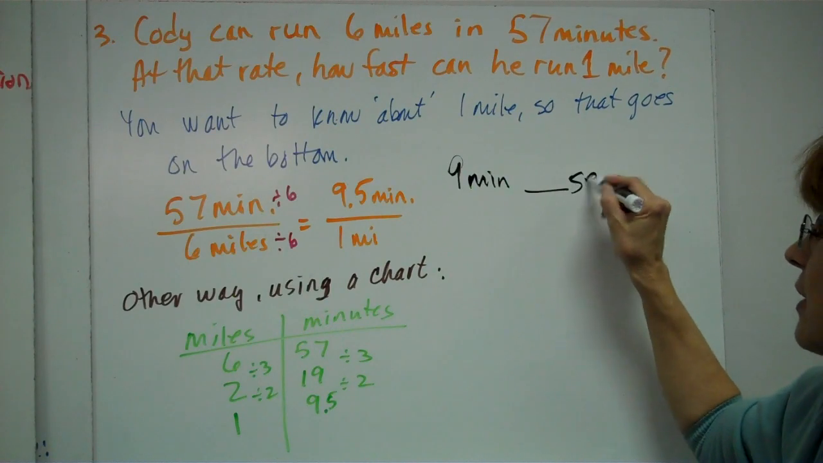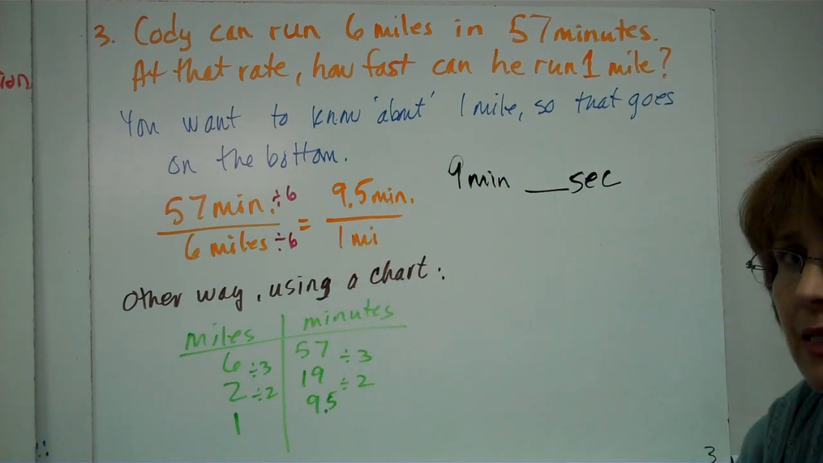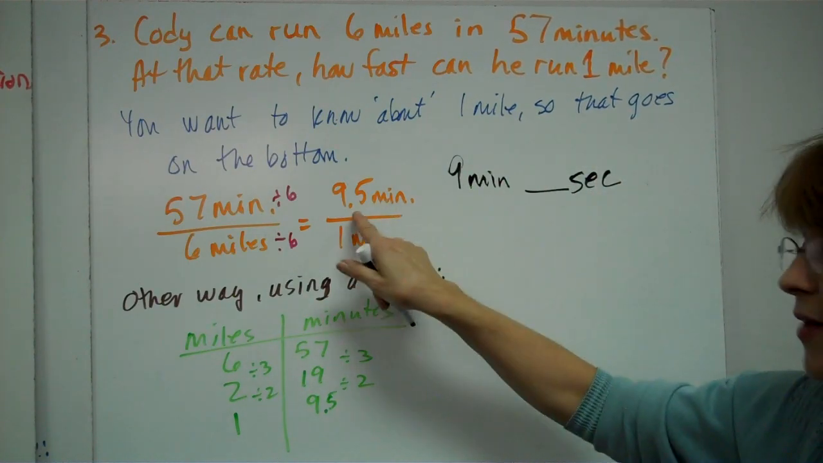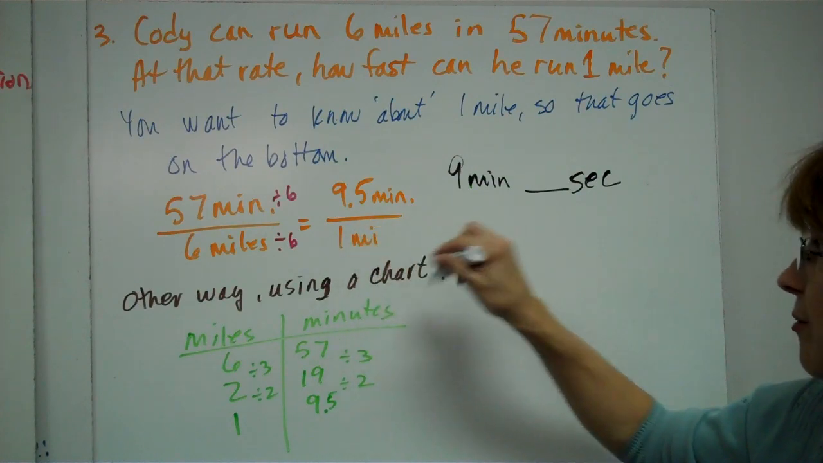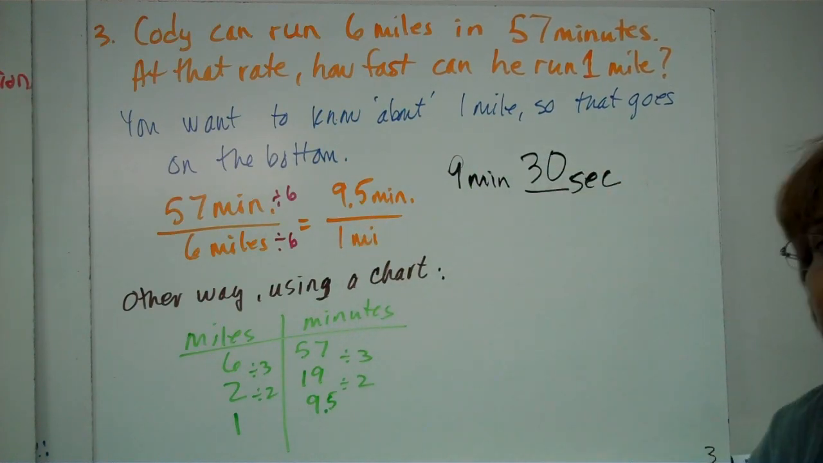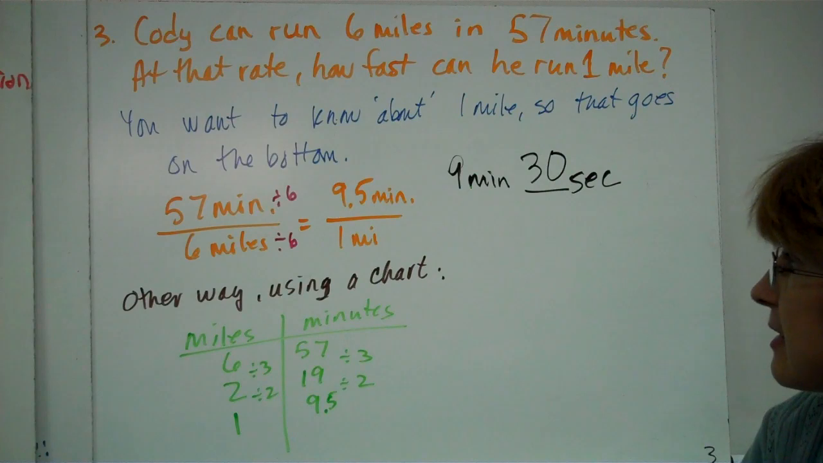And how many seconds would that be? If it's half a minute, don't put 5 seconds. It's not 5 seconds. How many seconds are in half a minute? That's 30, right? Because a whole minute has 60 seconds.